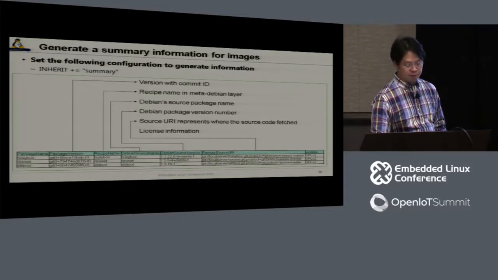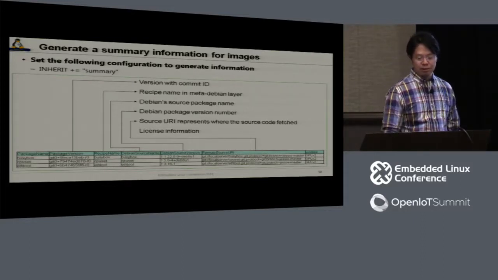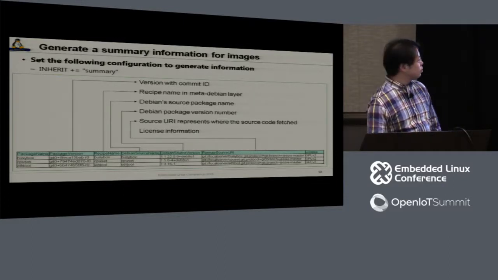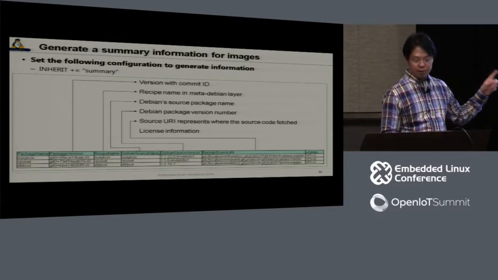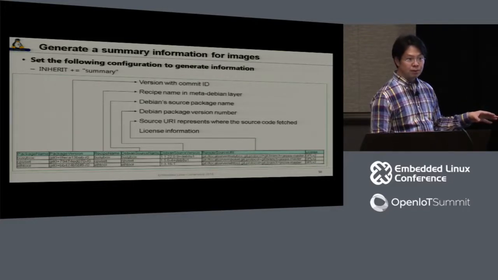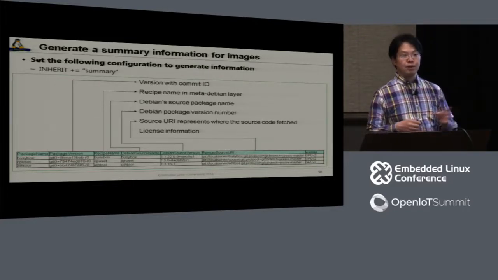And now MetaDebian is able to create this kind of information automatically. When you create some root file systems which inherit the summary options, MetaDebian can automatically generate this information. And maybe you can use it for that. Of course, that information also includes which Debian source code has been used to build this environment.